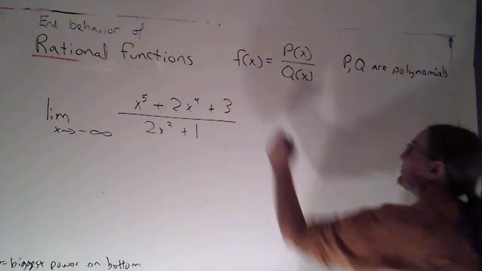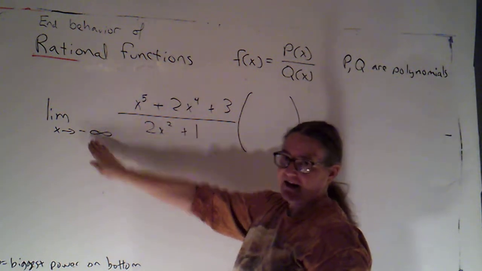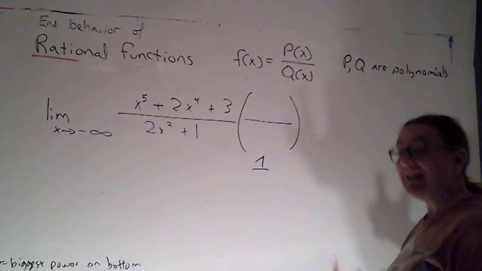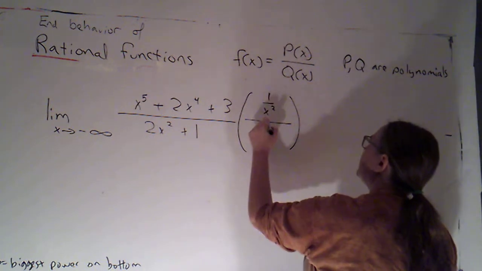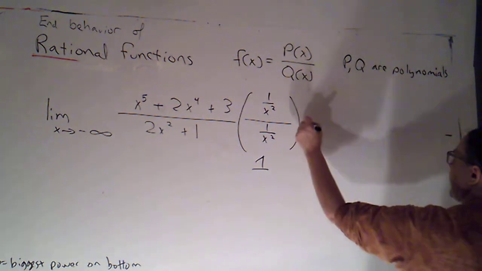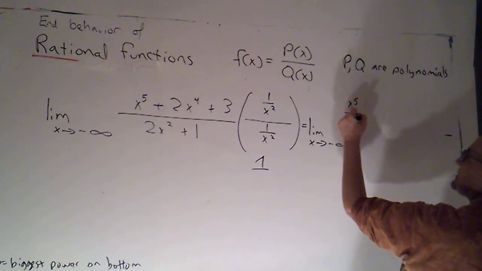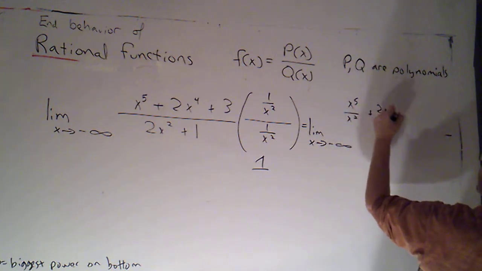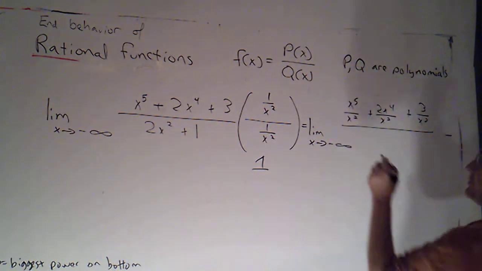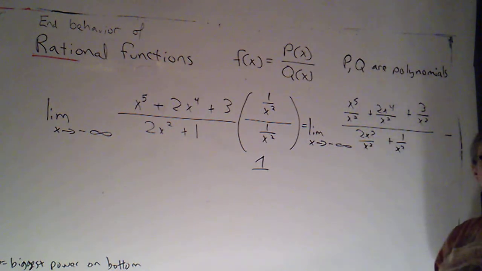All right, so for end behavior, and again, it is very important that this is end behavior, not limit at a finite number. For end behavior of a rational function, the trick is to multiply by 1 in the form of the reciprocal of the biggest power on bottom over itself. Distributing that, we get the limit as x goes to negative infinity of x to the 5th over x squared plus 2x to the 4th over x squared plus 3 over x squared, all over 2x squared over x squared plus 1 over x squared.